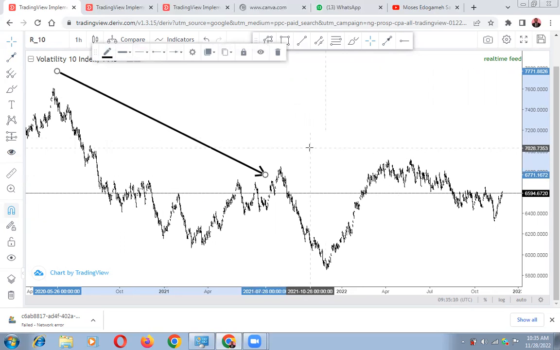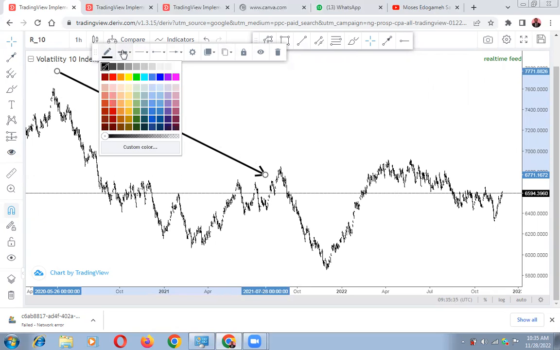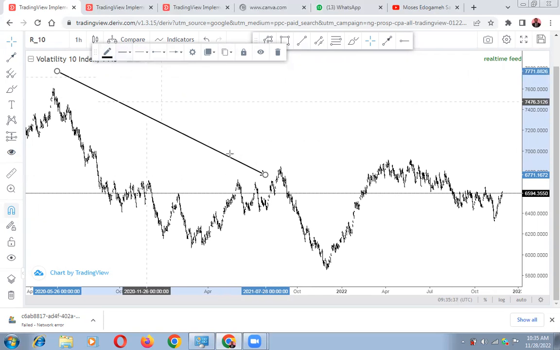Okay, so the market came back. This should be too big. Okay, this is too big. Let me reduce it to something like this.